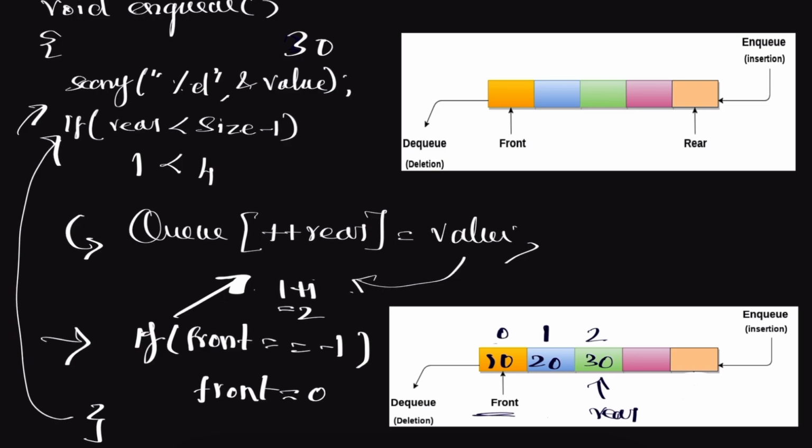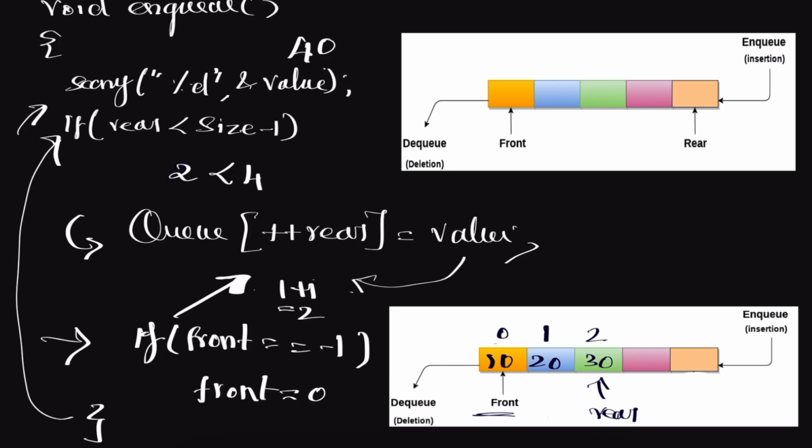Now we are going to have one more value. Just imagine that I am going to give the value 40. You have to read the value through the help of the scanf statement. Then check rear less than size - 1. What is rear now? Rear is pointing to the second index, and 2 is less than 4. So the condition is true, then come into the if condition. Here Q of ++rear equal to value, so whatever value you have will be stored at the ++rear position.